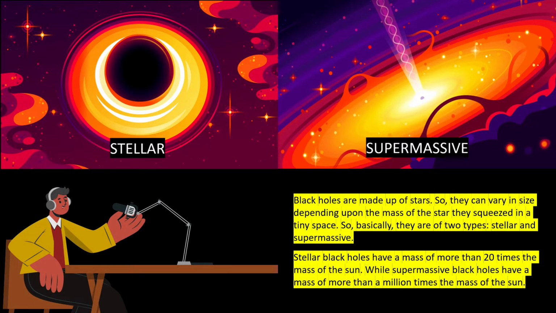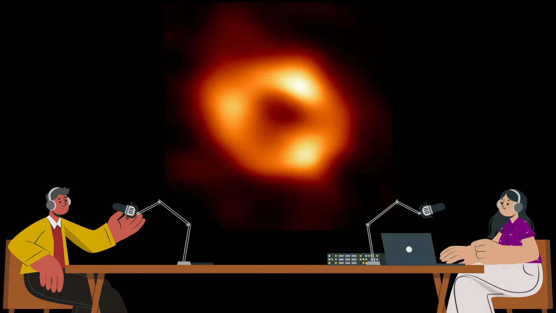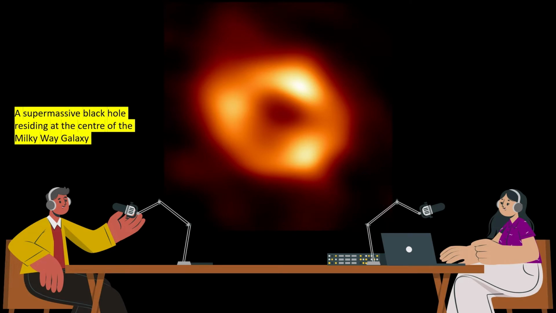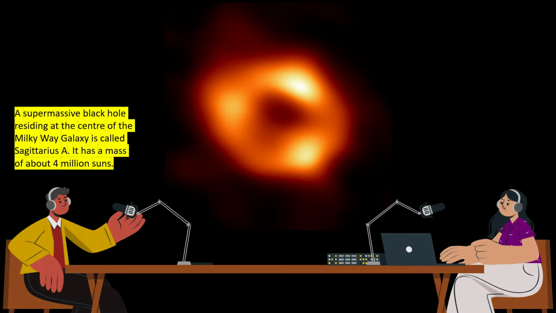So, basically, they are of two types, stellar and supermassive. Stellar black holes have a mass of more than 20 times the mass of the Sun, while supermassive black holes have a mass of more than 1,000,000 times the mass of the Sun. A supermassive black hole residing at the center of the Milky Way galaxy is called Sagittarius A. It has a mass of about 4 million suns.